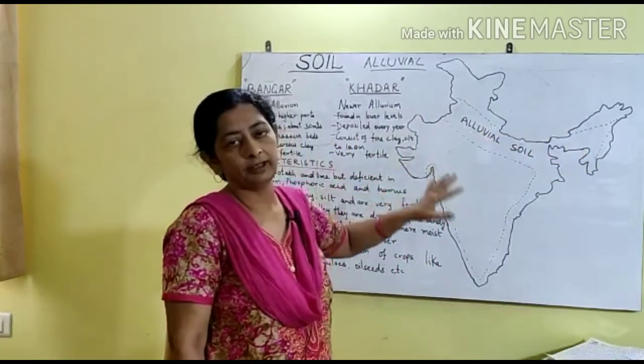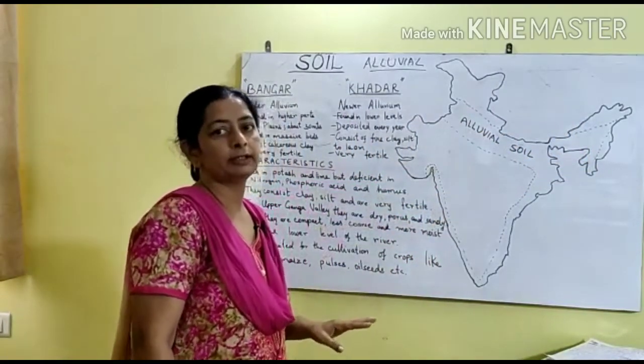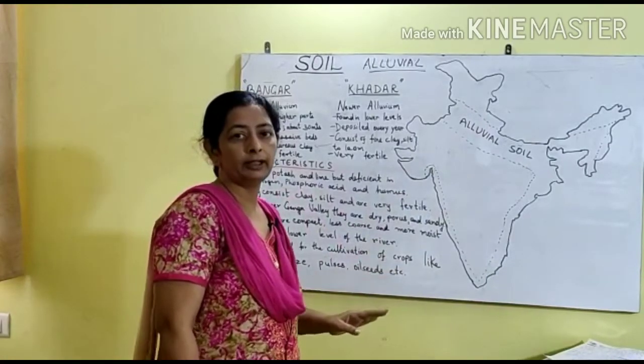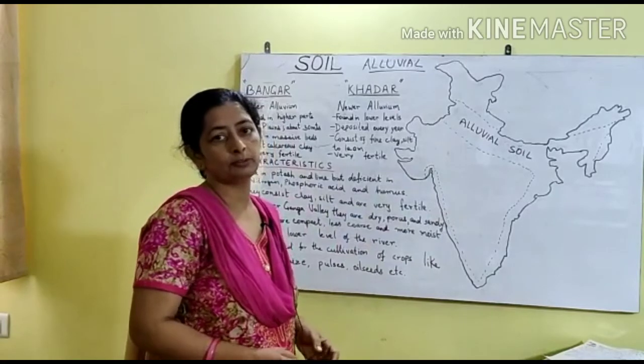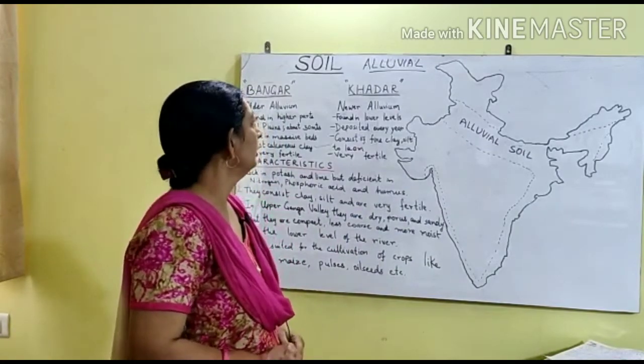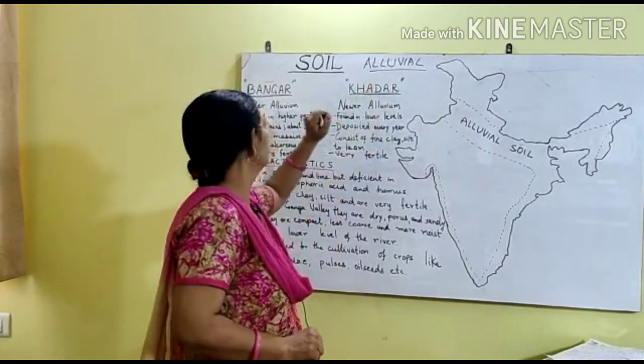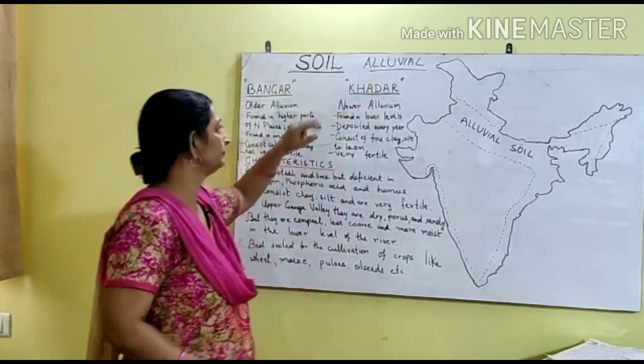This soil is very fertile and helps in cultivation of different types of crops. And that is why for India, the alluvial soil is considered to be the most important soil. Now let us see, there are two types of alluvial soil, that is Bangar and Khadar.